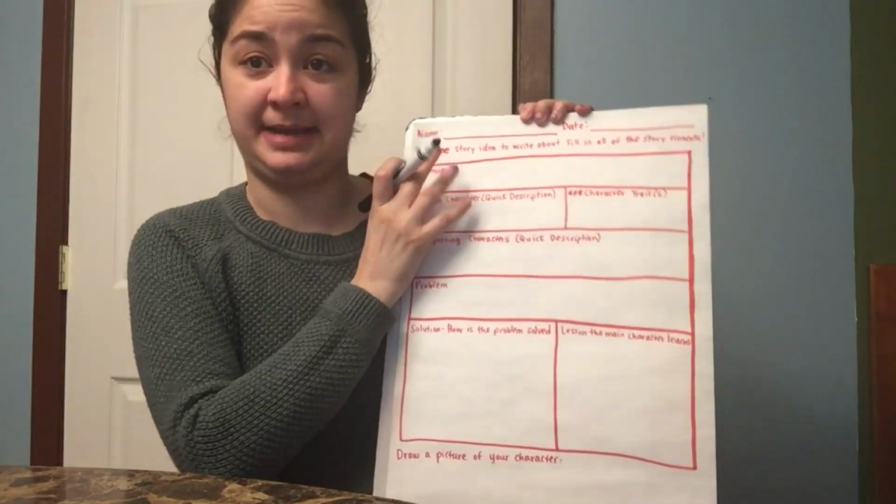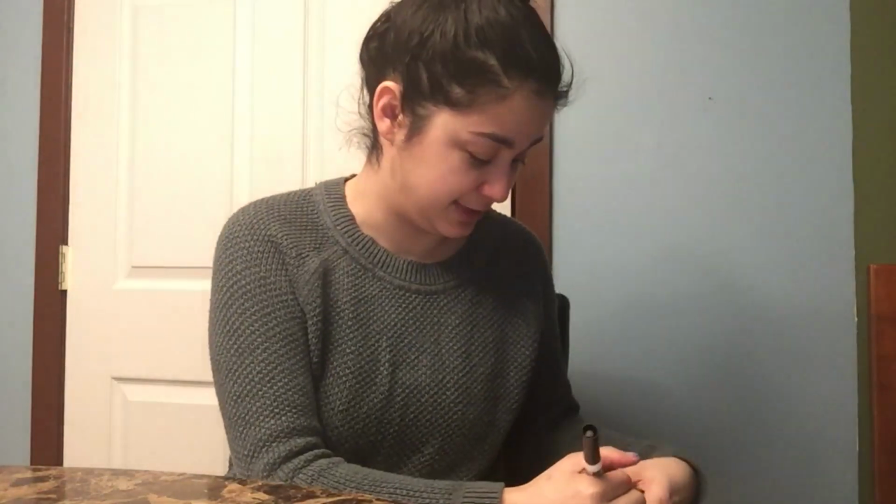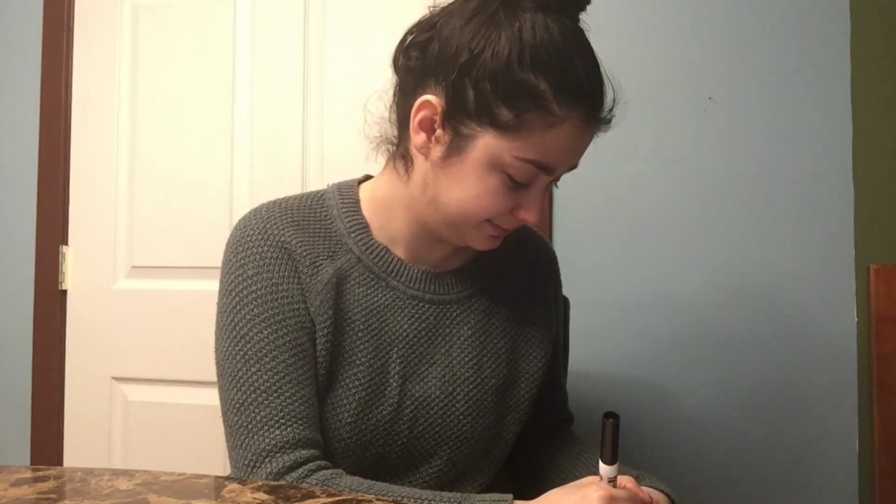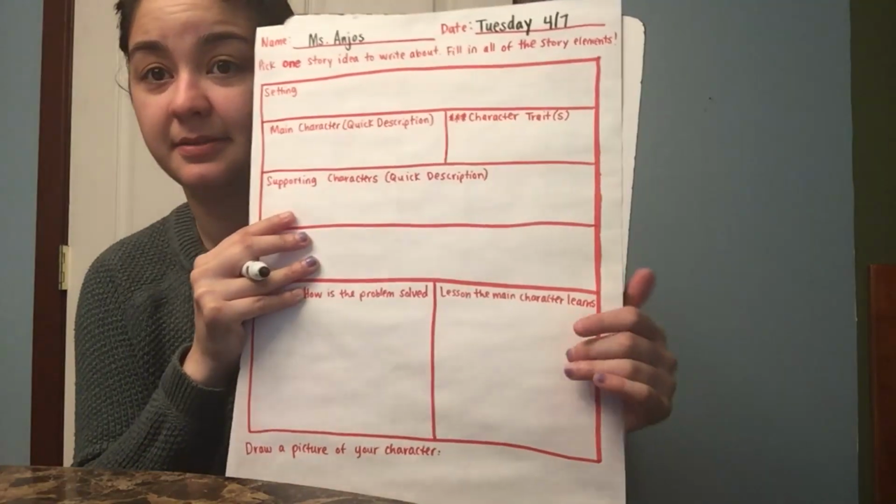Where it says name, you're going to write your name. So I'm going to write Miss Andros. Then it says today's date. Today is Tuesday, April 7th. So I'm going to write that so I can keep track of my writing. Looks like this. Okay?